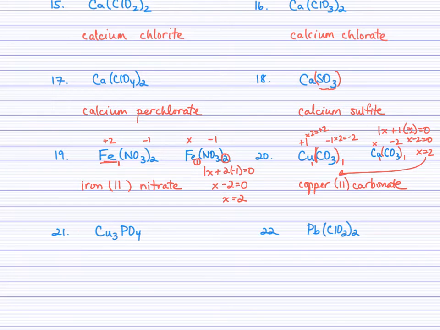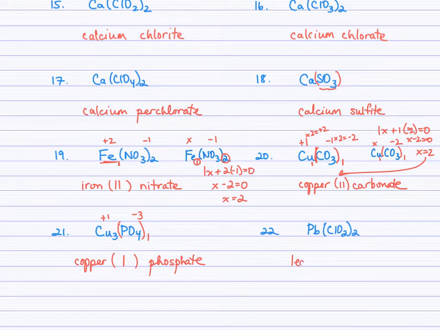Okay, trying number 21. Again, you don't see the brackets, put them back in. Yes, copper is multivalent, so we're going to need a Roman numeral. The name of that PO4 -3 ion is phosphate. So you could uncross or try the algebra. Uncross, we get +1 and -3, and phosphate is -3, and therefore copper 1 phosphate.